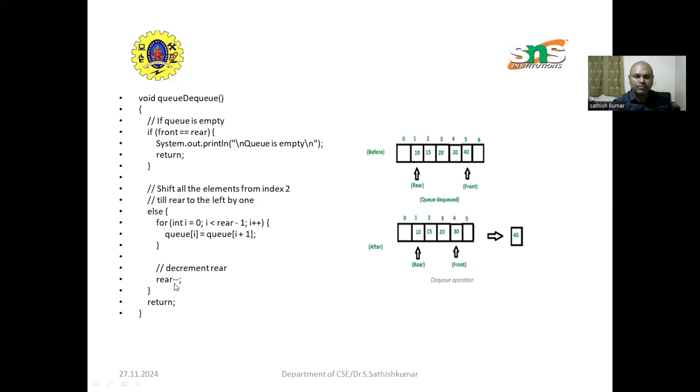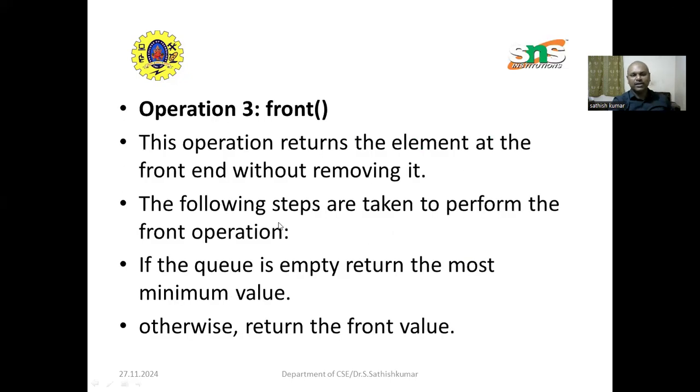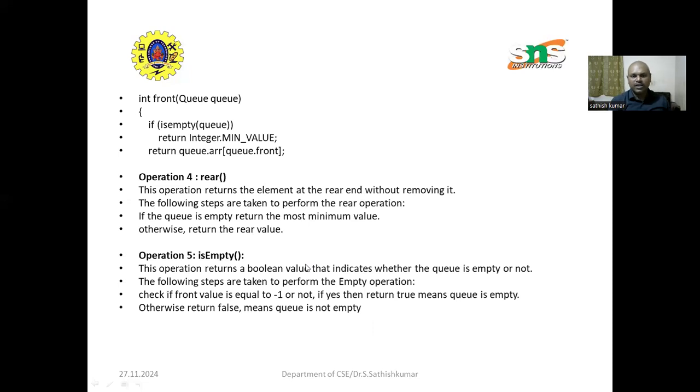Operation 3 is front, otherwise called peek. This operation returns the element at the front end without removing it. The steps taken to perform the front operation: if the queue is empty, return the minimum value. Otherwise, return the front value. So if the queue is empty, return the integer minimum value; otherwise it is Q of front.